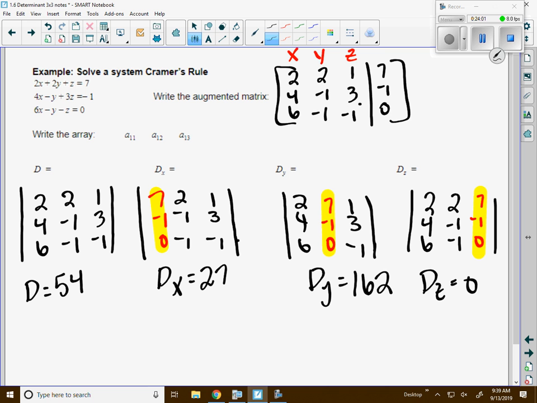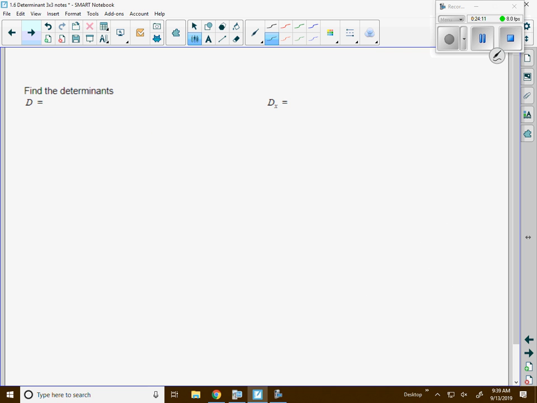Okay, I'm going to give you just another minute or so to make sure that you have DX, DY, DZ figured out. Okay, and I kind of skipped this part. This is where we would do the written work for it, so you can just put them here. That one was 27. DY was 162. So you can just fill those in. That's where we can do the written work. We're not going to do all of that.